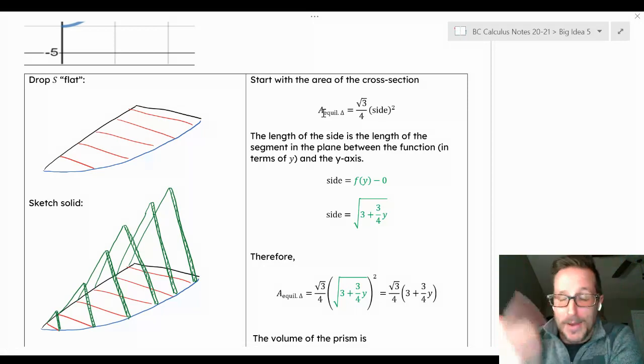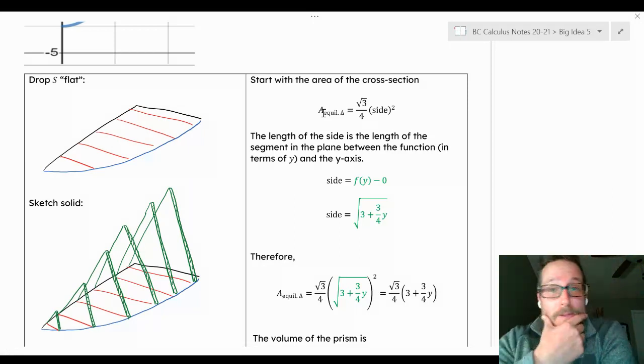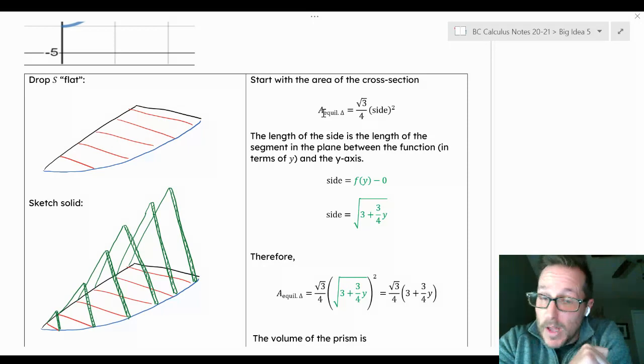I mean, I knew it. Maybe you knew it. Maybe you thought all triangles were just 1/2 base times height. Well, you're wrong. There's about 1,000 different area formulas for triangles, but for equilateral triangles, this is the one that you might want to remember.